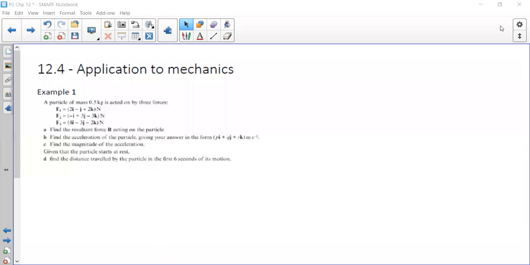Right, so this is 12.4, the very last chapter of pure maths, about vectors, which is funny, because it's essentially about mechanics. With this chapter, you're not going to see it a lot in pure maths. I don't think it's ever come up in pure maths, mainly because it comes to mechanics.